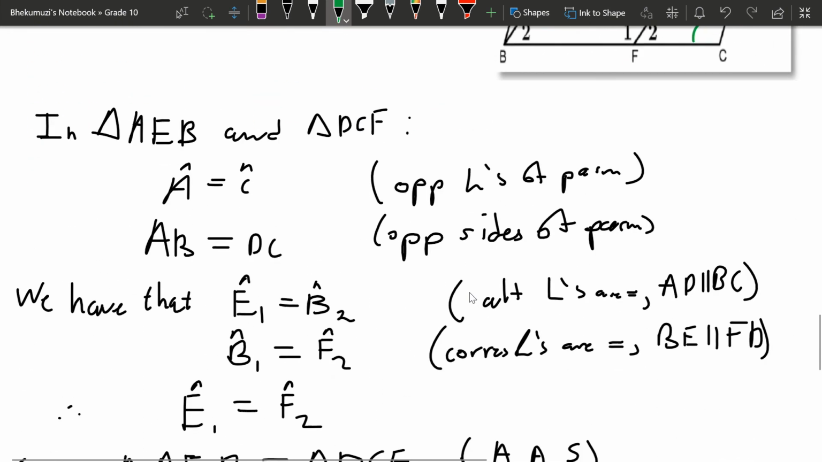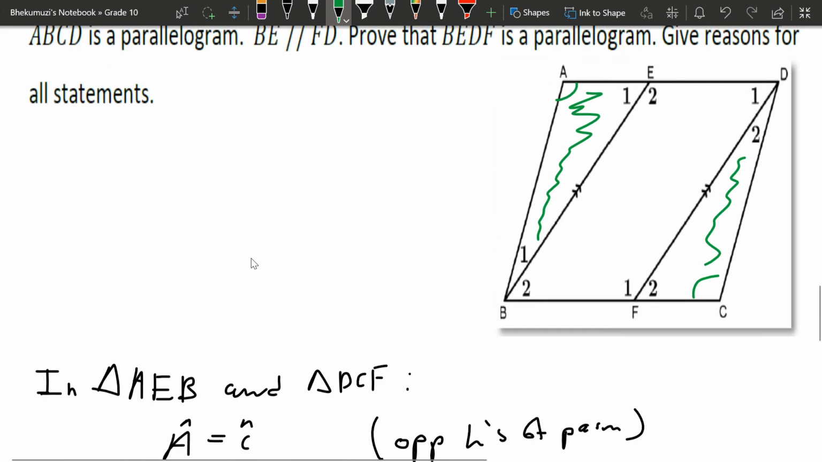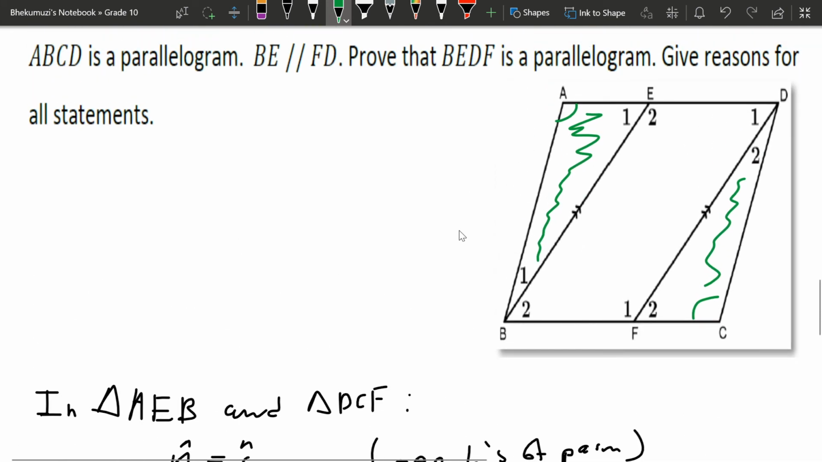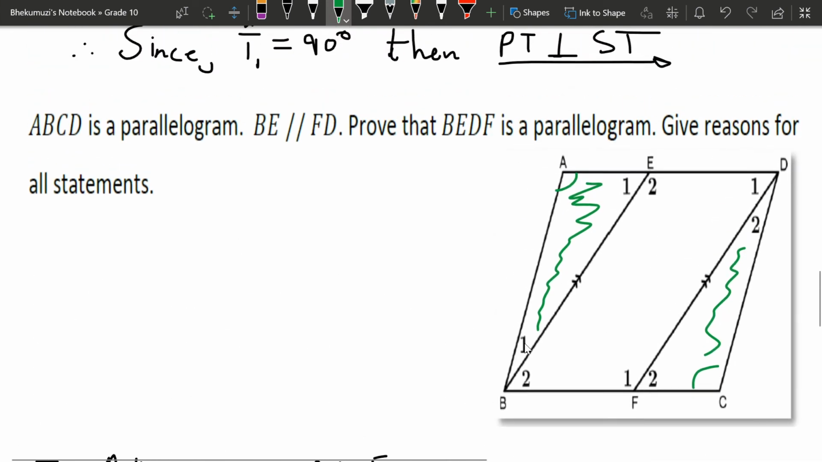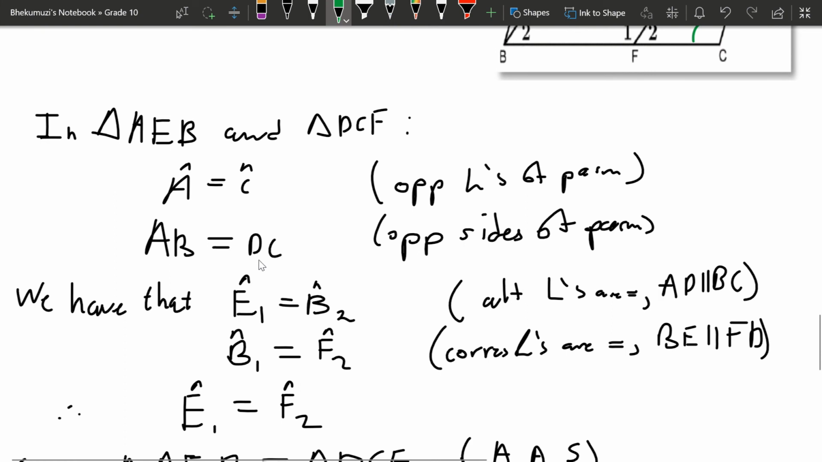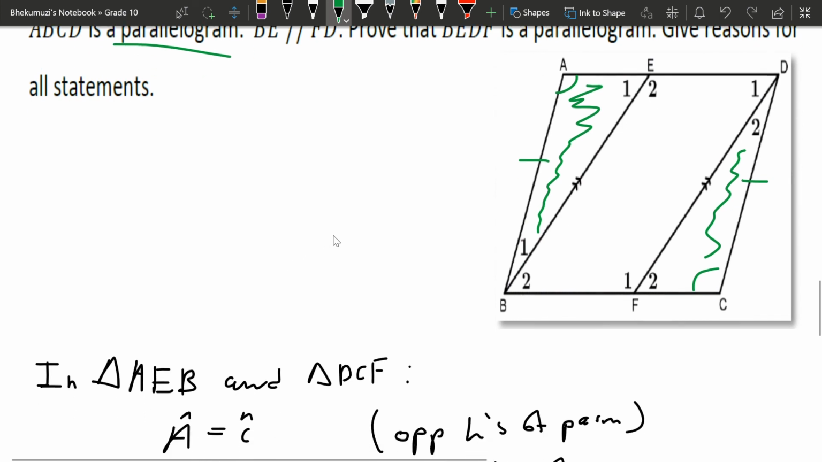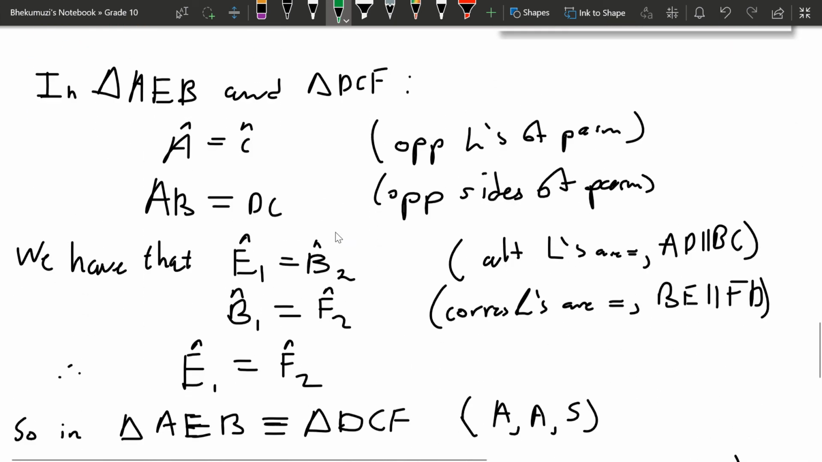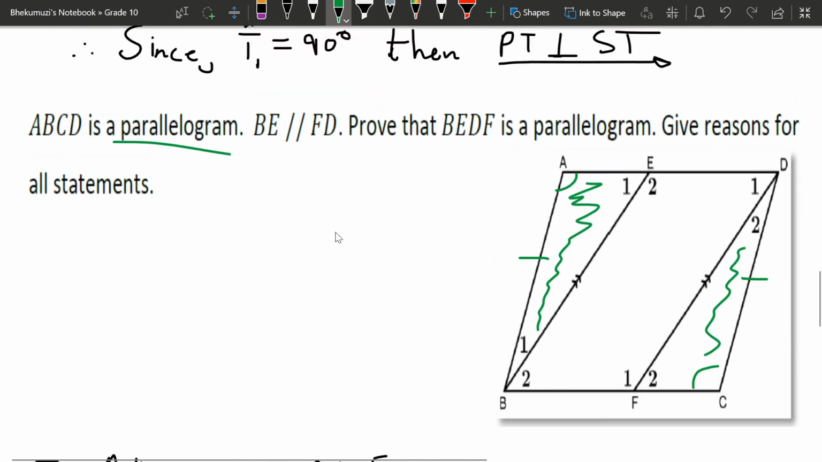And then the second reason is that, as I said, ABCD is a parallelogram. This side is equal to that side. It's part of the properties of a parallelogram. So then we have AB is equal to DC, opposite sides of a parallelogram. And then we have now a bit of a problem. We just need one more reason, right?